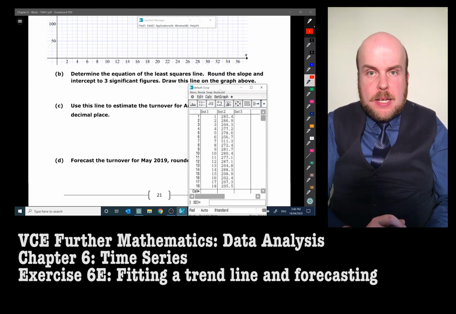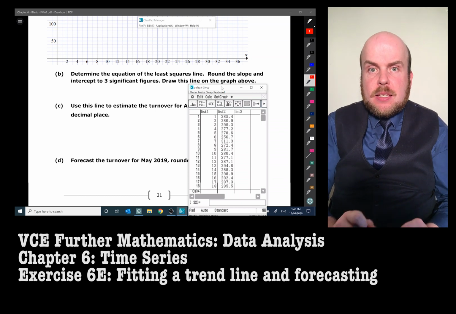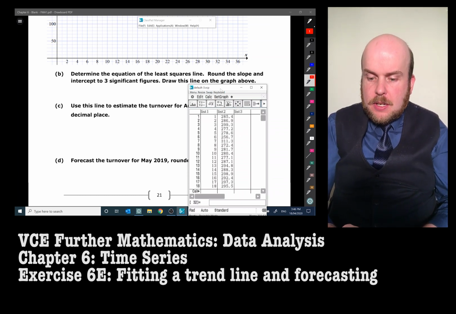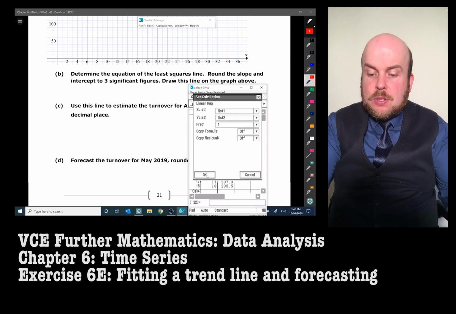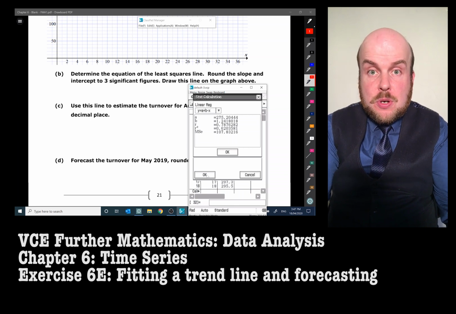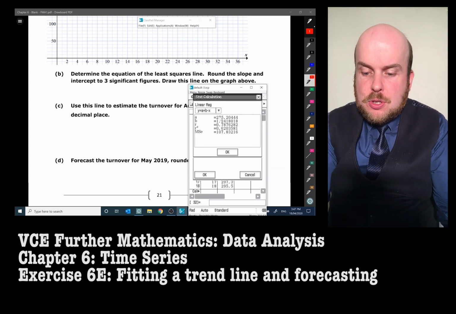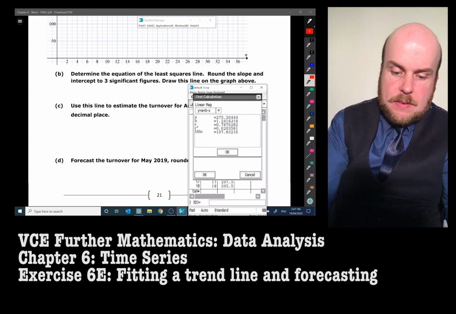I have entered the data, and now what I'm going to do is get the equation of the least squares line. It says round the slope and intercept to 3 significant figures. So I'm going to go calculate, regression, linear reg, list 1, list 2. So 3 significant figures means we start counting from where the first non-zero figure is. So A is a little bit easy because 275 is 3 significant figures.